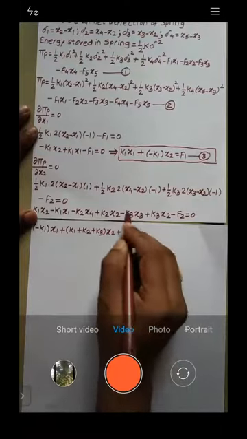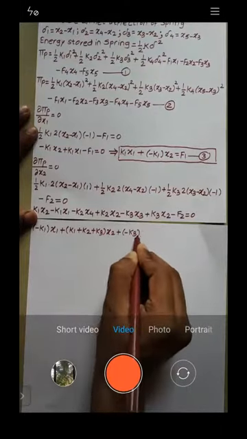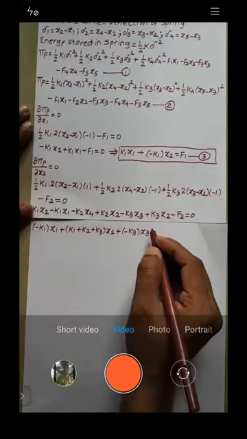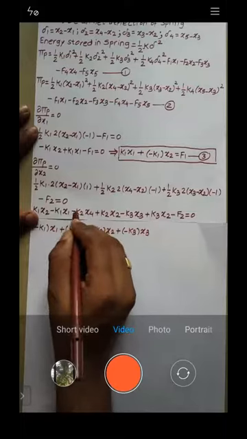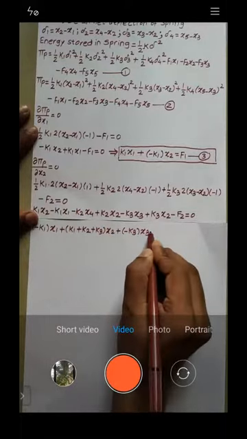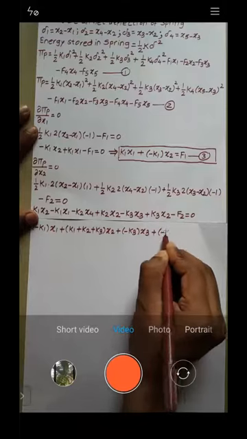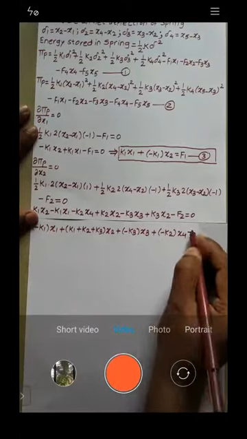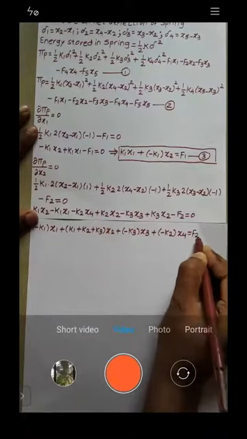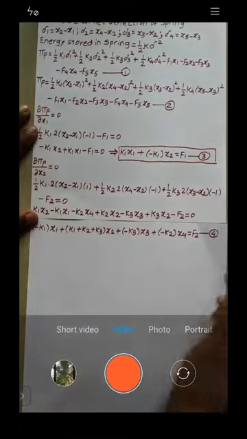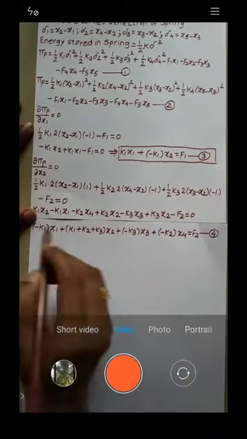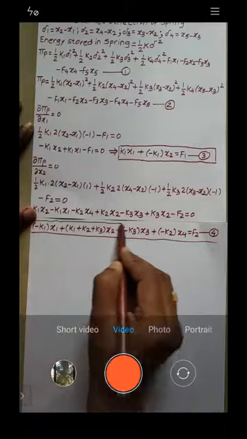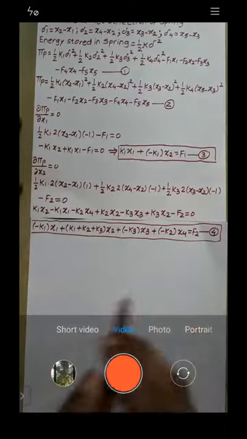Coefficient of x3. So this is the only term. That is minus k3 x3. Right? Minus k3 x3. Now I will take coefficient of x4. Right? That is plus minus k2 x4 is equal to f2. So yes or no? Is it okay with this one? Have you understood this equation?